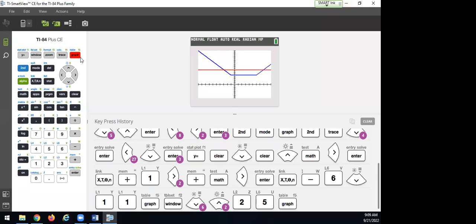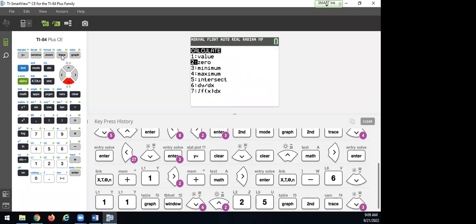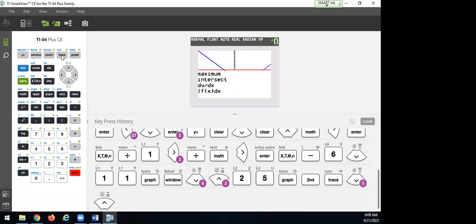Good, and then calculate your intersections to get your two values. So second, calculate, intersect, hit enter 3 times. So we have -3, and then just go back and do the same thing for the right-hand side.